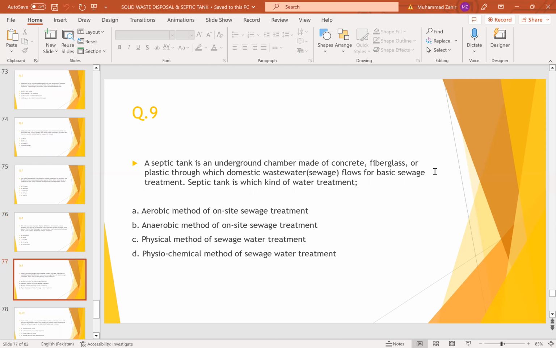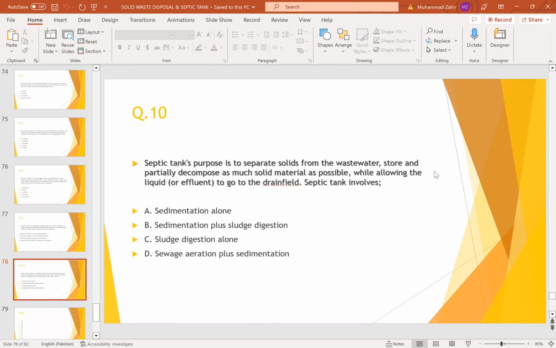9. A septic tank is an underground chamber made of concrete, fiberglass, or plastic through which domestic wastewater flows for basic sewage treatment. Septic tank is which kind of water treatment? Aerobic method of on-site sewage treatment, anaerobic method of on-site sewage treatment, physical method of sewage water treatment, and physiochemical method of sewage water treatment. B. Yes. B is the correct option, anaerobic method of on-site sewage treatment.